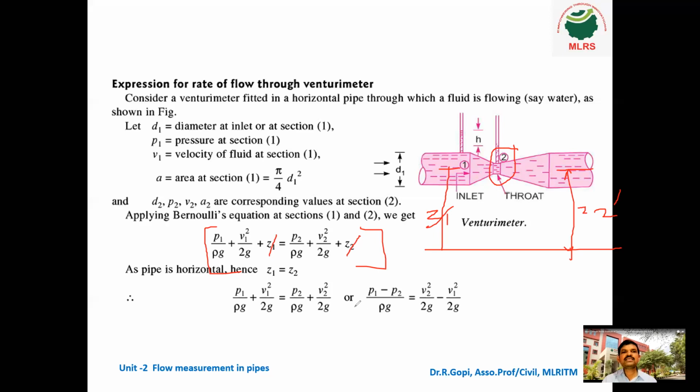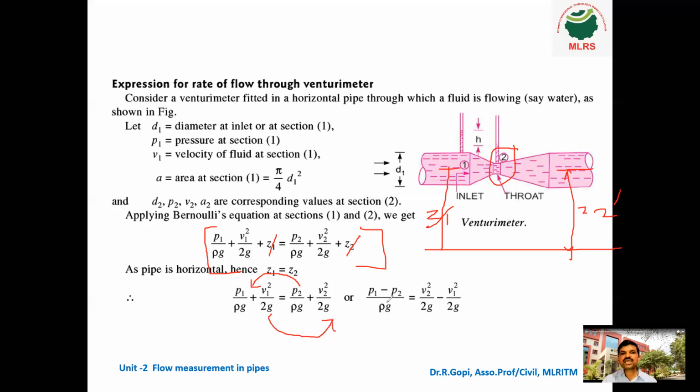Now write the Bernoulli's equation. What is the Bernoulli's equation? P1 by rho g plus V1 square by 2g equals P2 by rho g plus V2 square by 2g. Okay, so this P2 by rho g comes to this side, and this V1 square by 2g goes to this side.